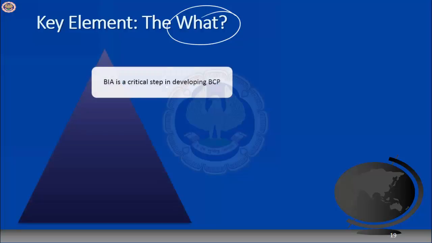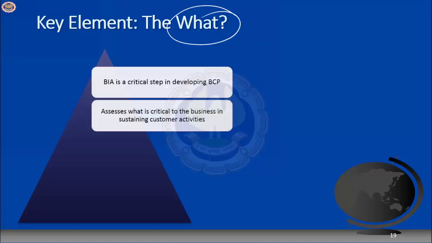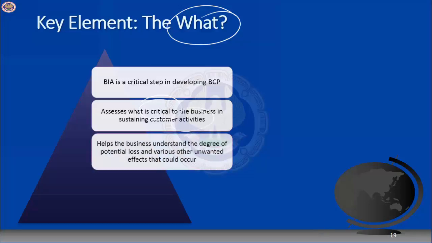Let's look at the elements of a BIA in terms of what is contained in a BIA or a business impact analysis. First, you know that in developing a business continuity plan, BIA is most critical because BIA provides the input based on which the next steps in terms of procuring the resources and implementing the countermeasures are decided. You need to assess what is critical for the enterprise to ensure that the customer services are provided as required, and it helps the business understand the degree of potential loss, because through the BIA you'll be able to know the different types of events which can happen.